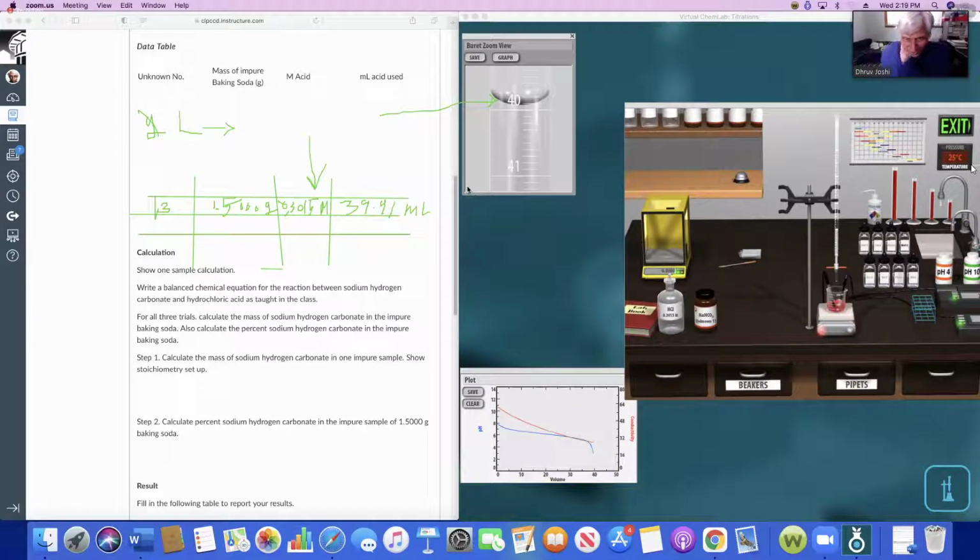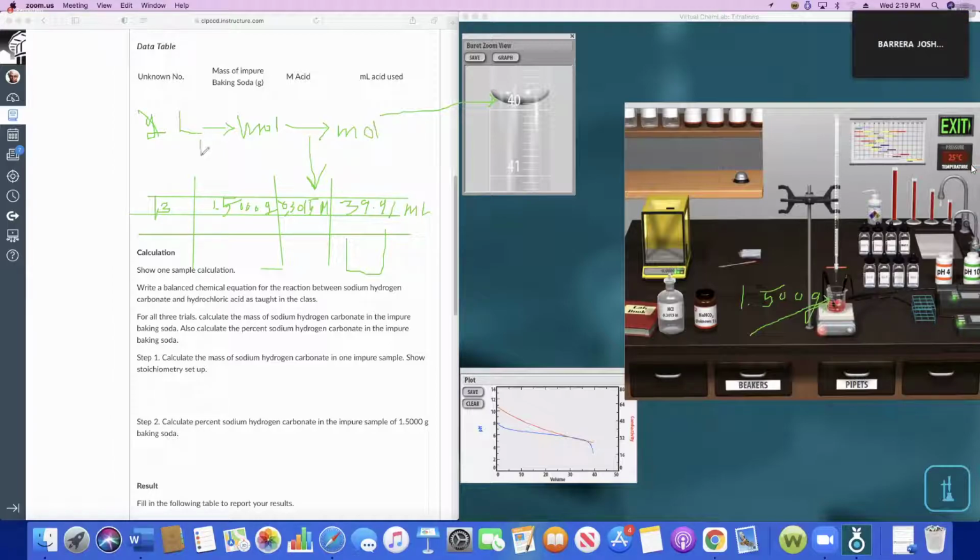HCl was in the burette, and solid sodium hydrogen carbonate, solid baking soda, was dissolved in water, and that is over here. We are given 1.500 grams of impure baking soda. Ah, that's where we start. No, we are not going to start with that. This is impure. I told you liters to moles to grams. That's what I gave you. Is that right? That's what I'm solving for.